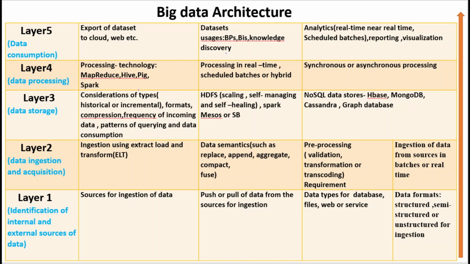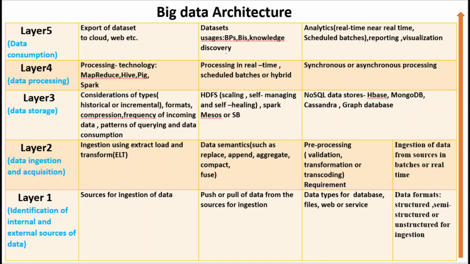Layer 4 is data processing, that is how to process the data. Their corresponding functions are, here we use processing technology like MapReduce. It is a programming model or pattern within the Hadoop framework that is used to access big data stored in HDFS. Hive allows users to read, write and manage petabytes of data using SQL.